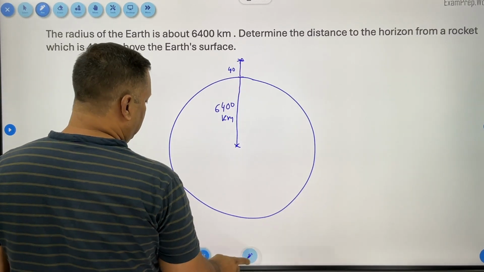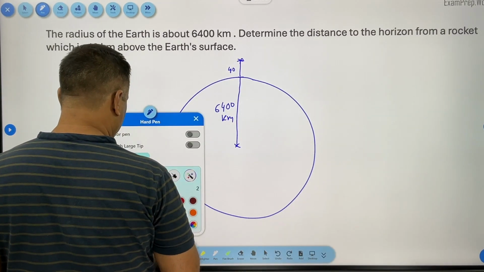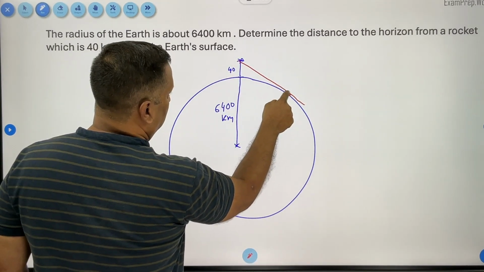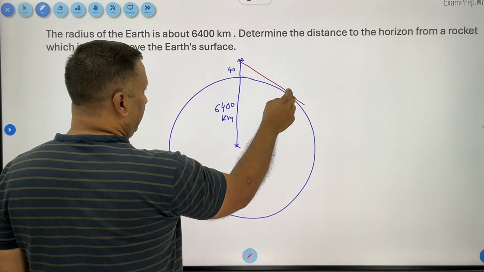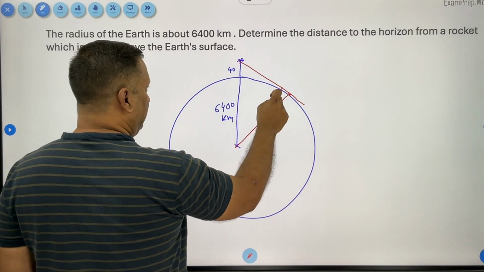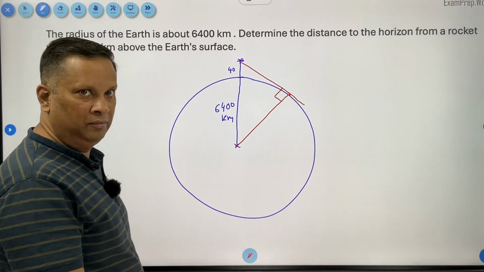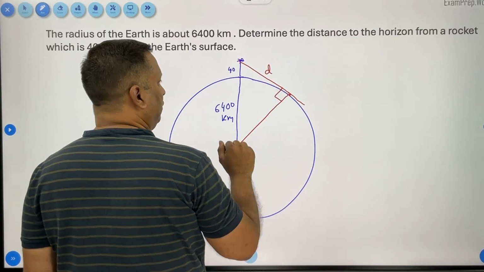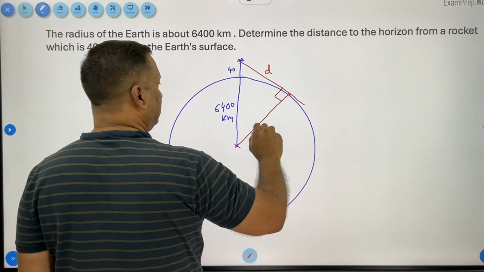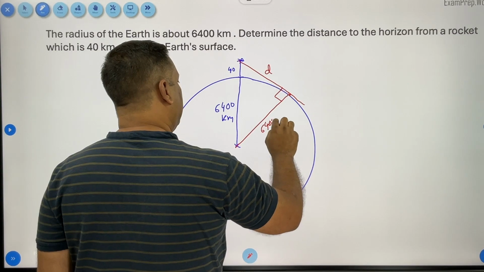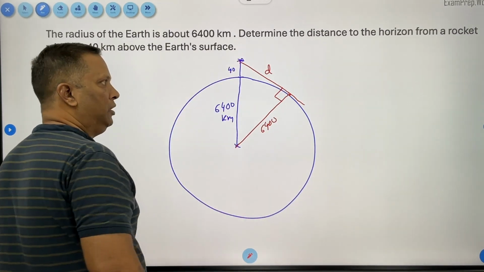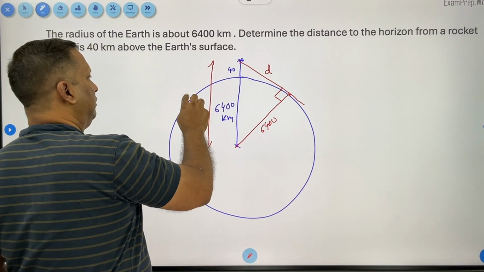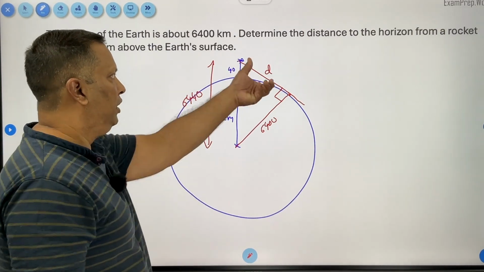Now from horizon, how far is he? Now horizon means, look at this. This is the horizon. Now draw this line from here to here. A tangent is always perpendicular to the radius, right? So this is the distance which you have to find. And what is this? 6,400. And what is this? 6,440. The hypotenuse from here to here is 6,440. Can you find D?